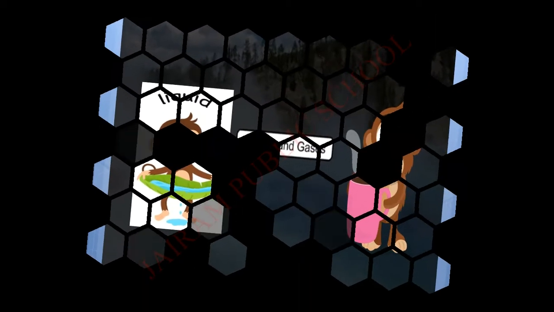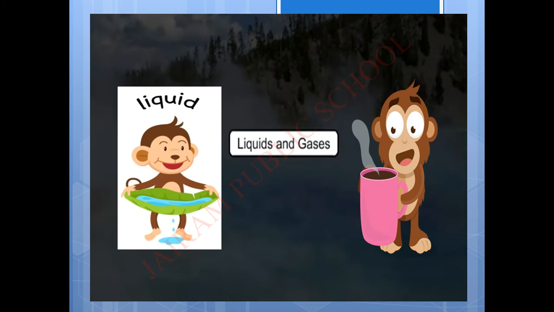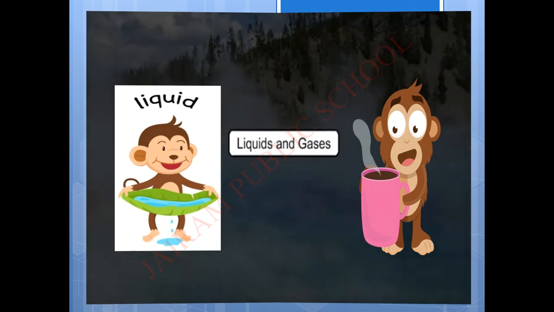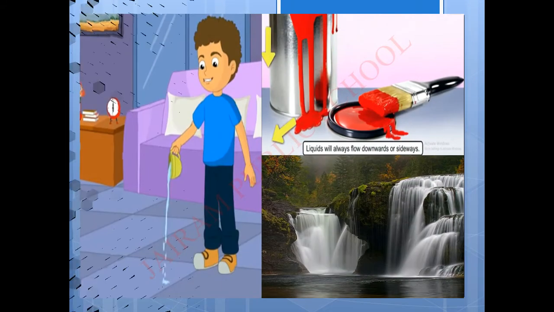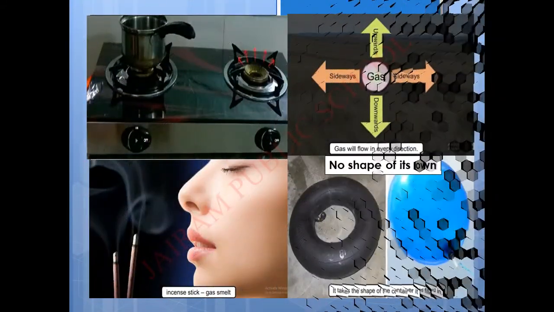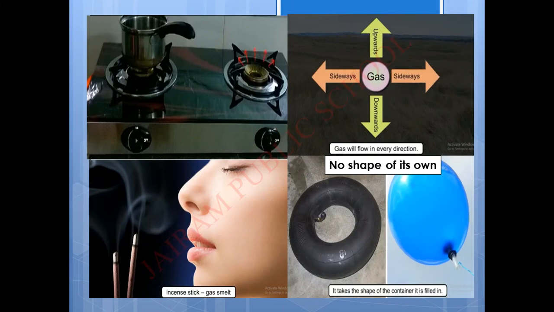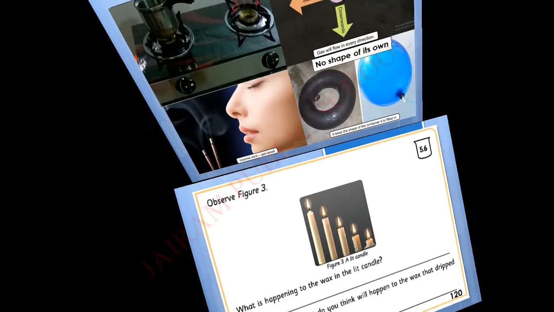Now, let us compare liquids and gases. As we already know, a liquid can be poured and it flows from a higher level to a lower level. It flows downwards or sideways. Gas does not have any shape and spreads easily in all directions. Gas can be filled in a container and takes the shape of the container in which it is filled.